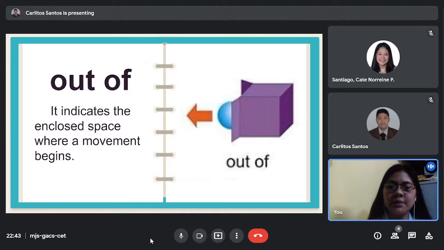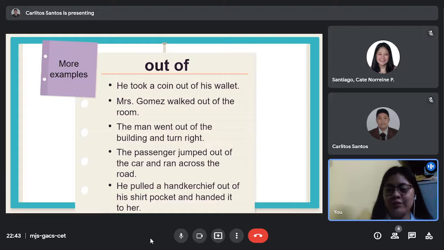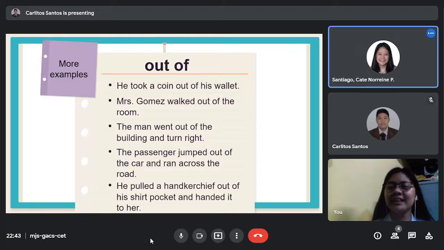We can see here in the picture that the ball moved out of the box. We can see that the ball moved from the enclosed space. Then let's also have different sample sentences and different contexts. Will someone please read the different examples of out of? Go ahead, Miss Kate.